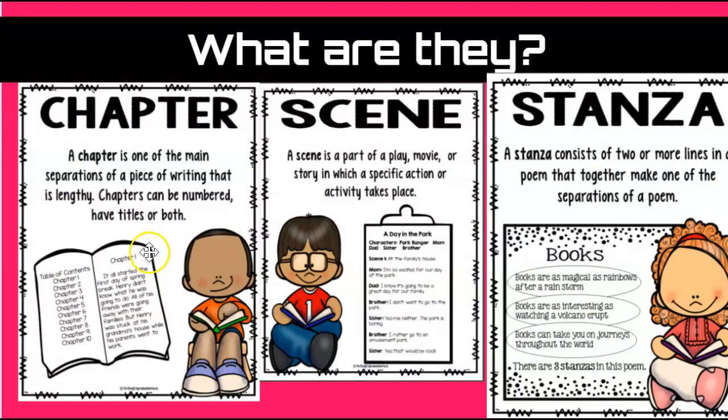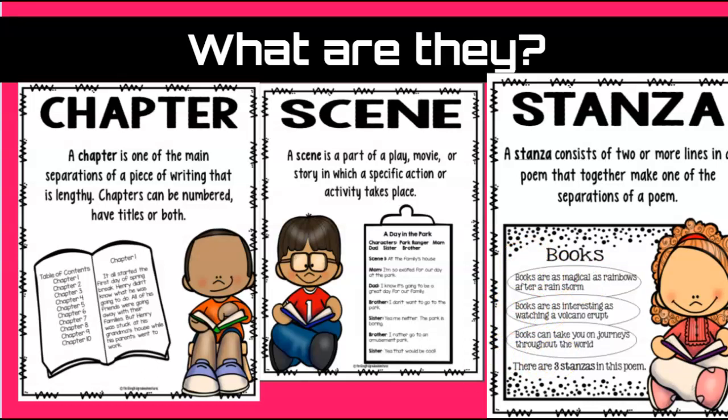We can look a little bit deeper into these. We can see a chapter book. We'll have a table of contents to organize all of the chapters. A play, movie, or story would organize their story into a couple of scenes. So scene 1, they're in one place. Scene 2, they would be in a different place. And finally, stanzas. Stanzas are one or two more lines in a poem that are grouped together to separate the poems.